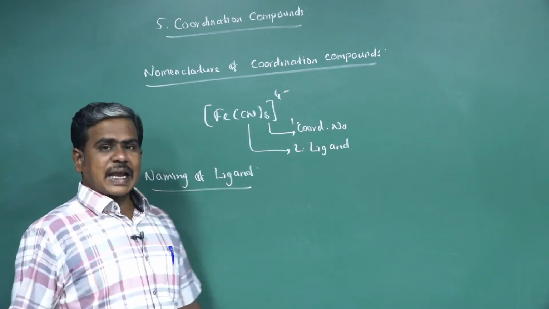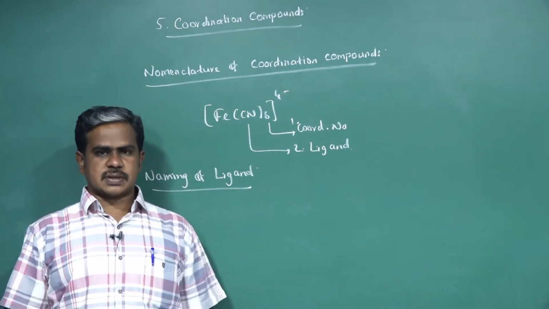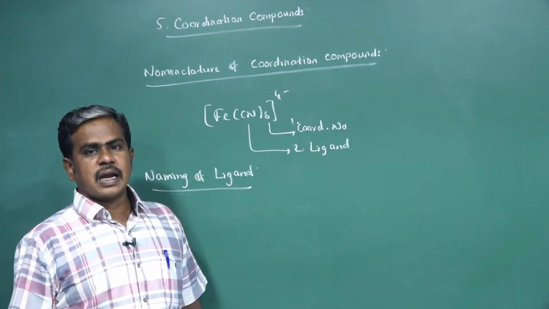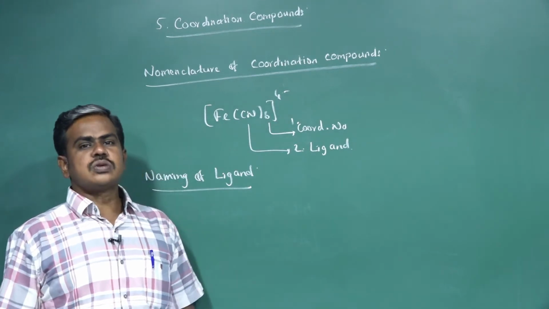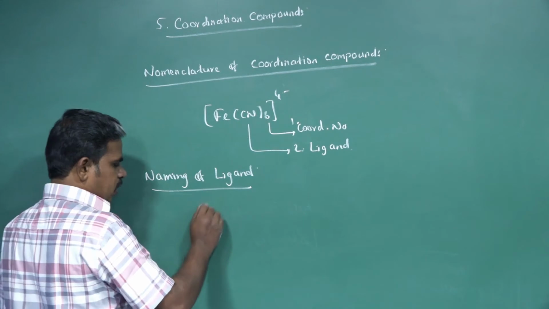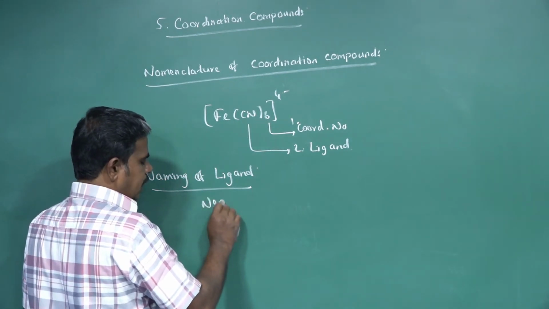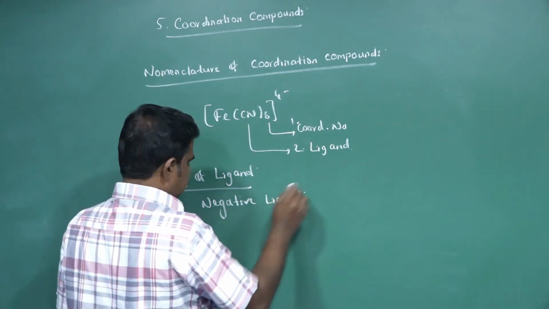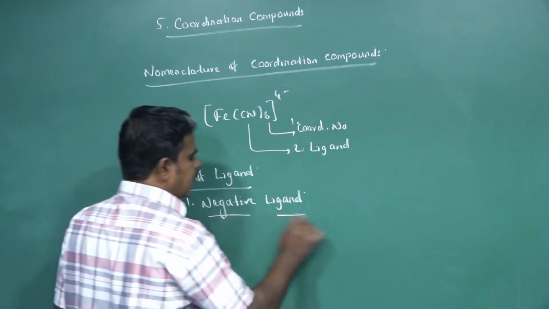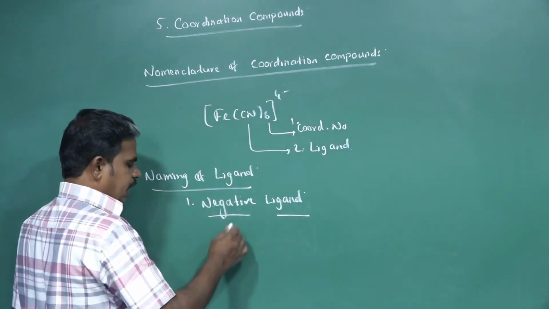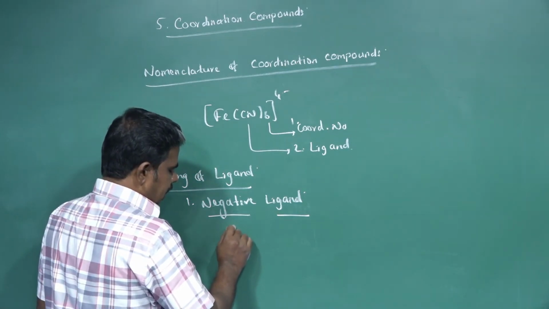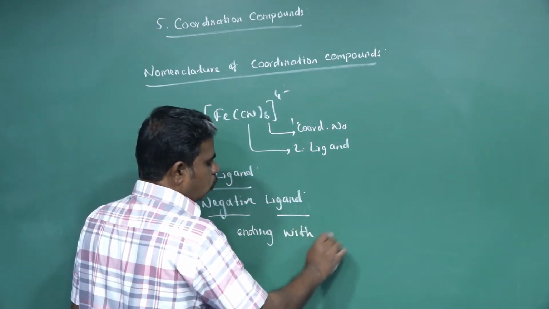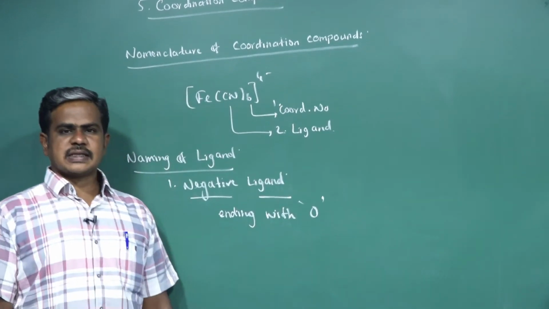For naming, we may classify the ligands into 3 types. What are the types? Positive ligand, negative ligand and neutral molecule. So first, we take the negative ligand. And you know that for naming, a negative ligand ends with O. Negative ligand is ending with O.